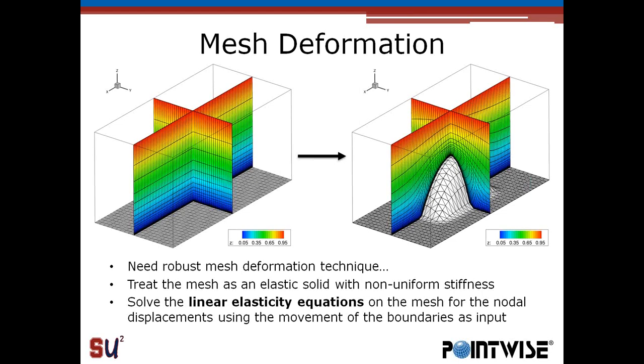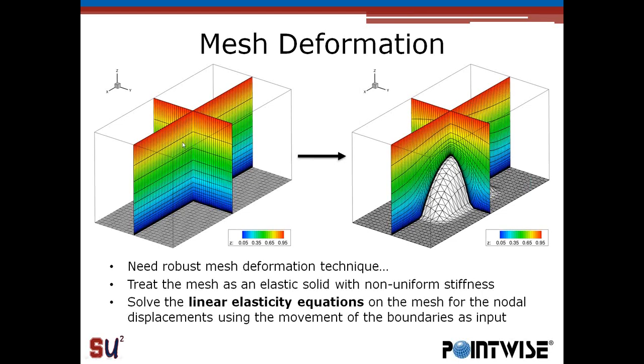So the way we do that in SU2 is by treating the mesh as an elastic solid, and we assign non-uniform stiffnesses to all the elements in the volume mesh. We then solve the linear elasticity equations on the mesh, so at all the nodes, to get the nodal displacements, and we use the movement of the boundaries as the input.